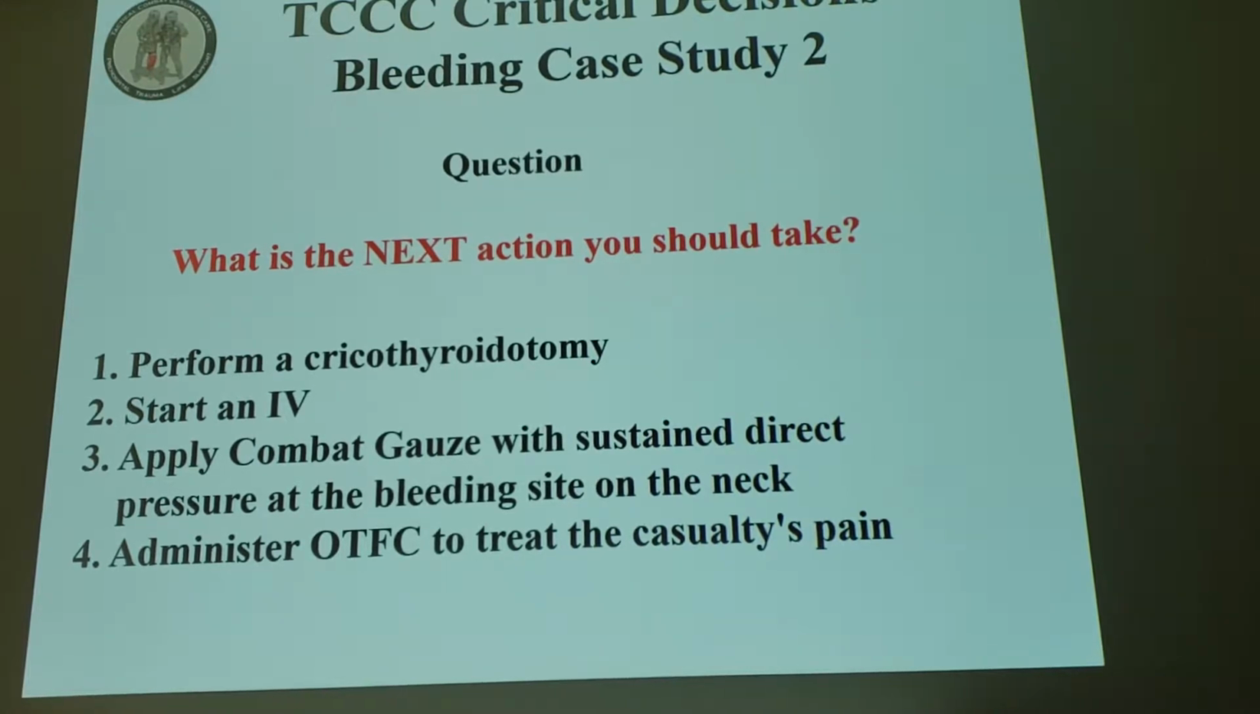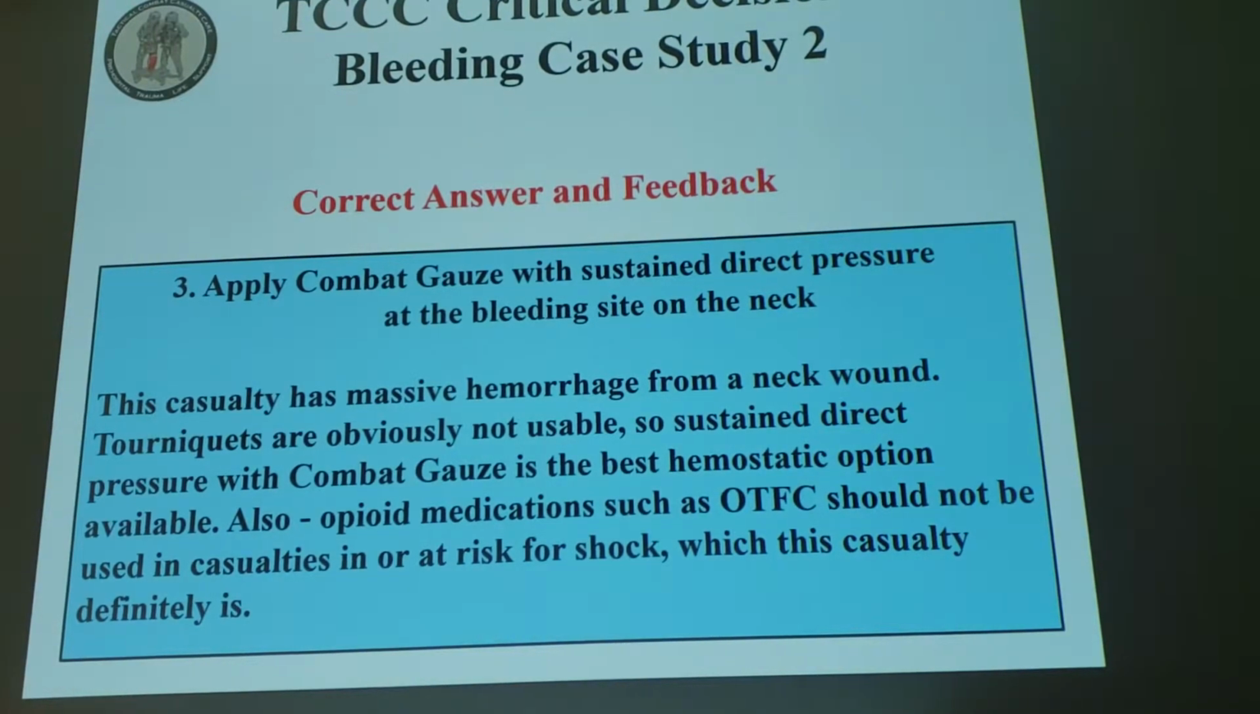M, I agree with you. 3, let's see if we all get embarrassed again. Applying gauze to stop that bleeding. Wow, we made it this time, good job. Apply combat gauze with sustained direct pressure because M supersedes all, we win.